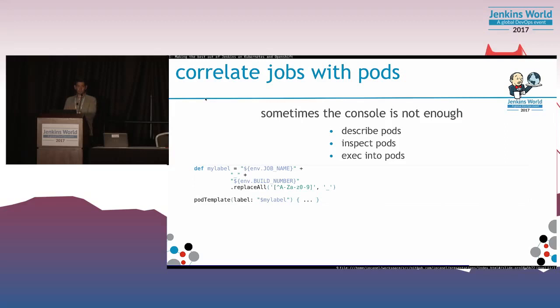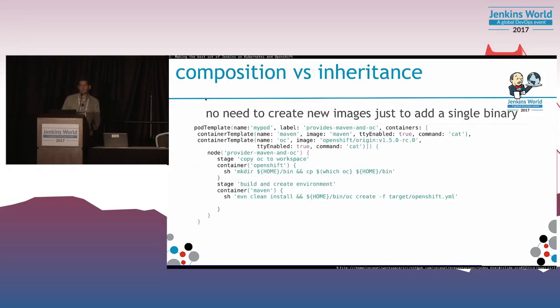And of course, when you move to more complex projects and more complex requirements, you may have to combine build tools together. So for example, in this case, I needed to have a container to use for my builds that would include both Maven and the OpenShift CLI binaries. So what should I do?